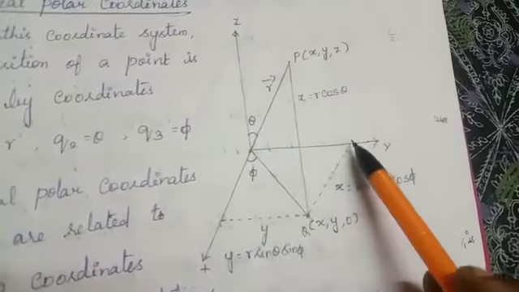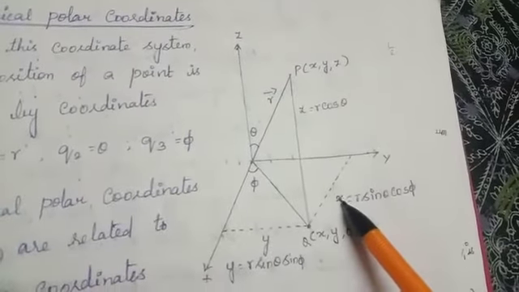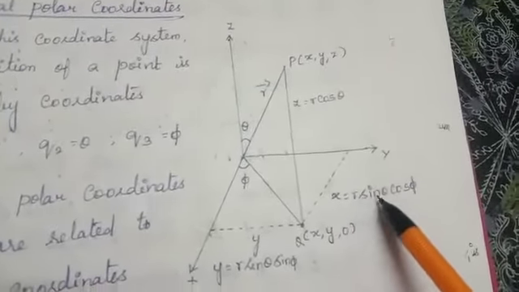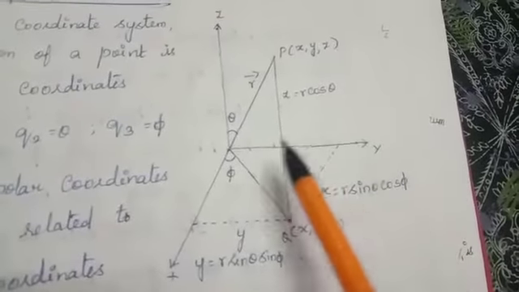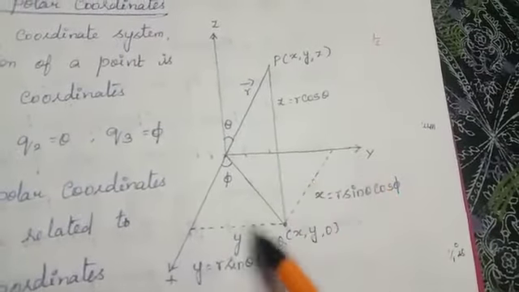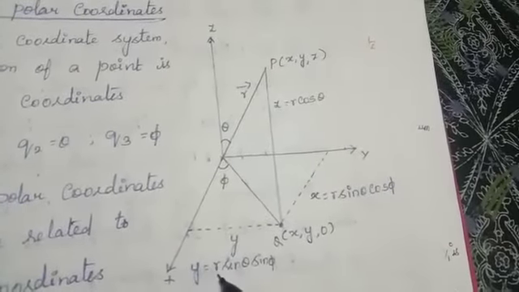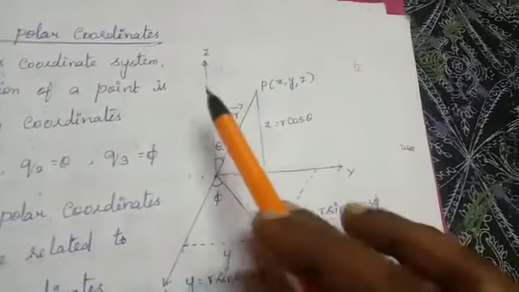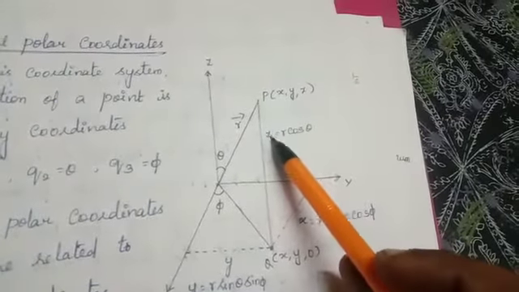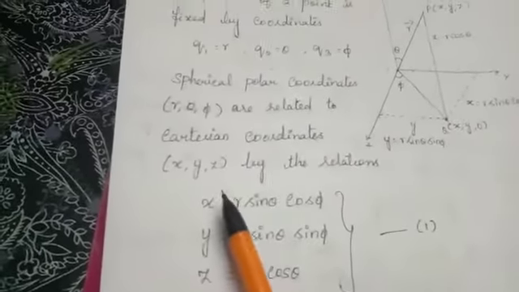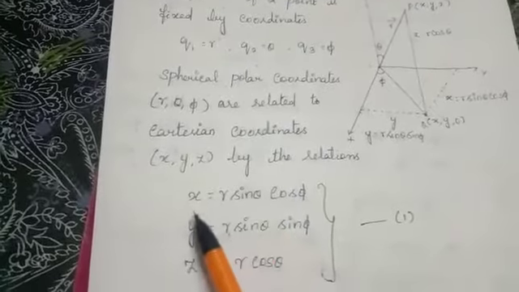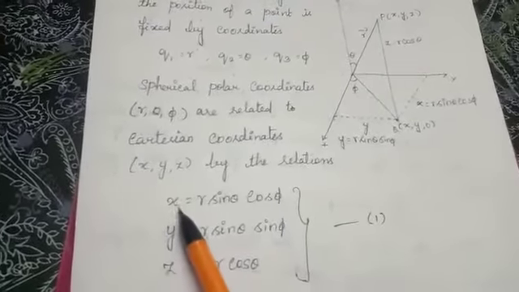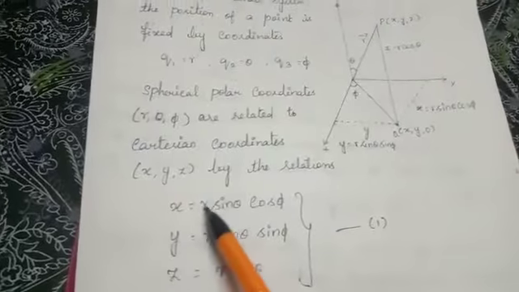So similar to x-axis, we can write x is equal to r sin theta into cos pi. So it is the y-axis. Then similar to y, we can write y equal to r sin theta into sin pi. So z-axis. Similar to z-axis, we can write z equal to r into cos theta. So these are the relations between the spherical polar coordinates and Cartesian coordinates. Cartesian coordinates are x, y, z. Spherical polar coordinates are r, theta and pi.